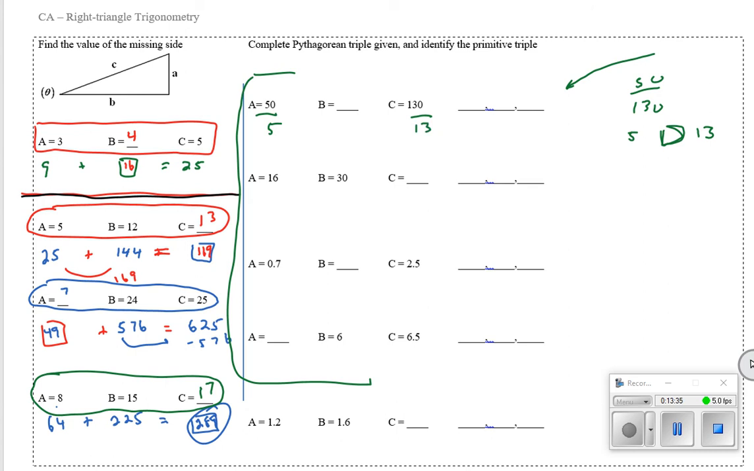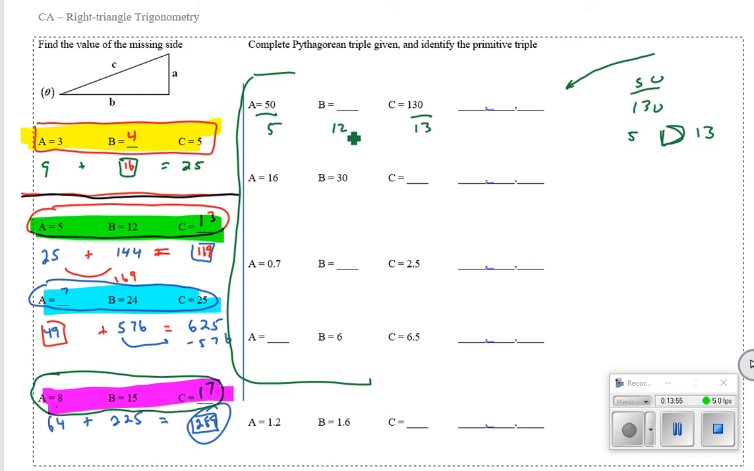Which Pythagorean triple over here matches a 5 at the first and a 13 at the end? Well, that's the green one. So if it's 5 and 13, it means that needs to be 12. The triple is 5, 12, 13. Now, how did I get a 50 and a 130? From the 5 and the 13 times 10. So this is going to be 12 times 10, which is 120.